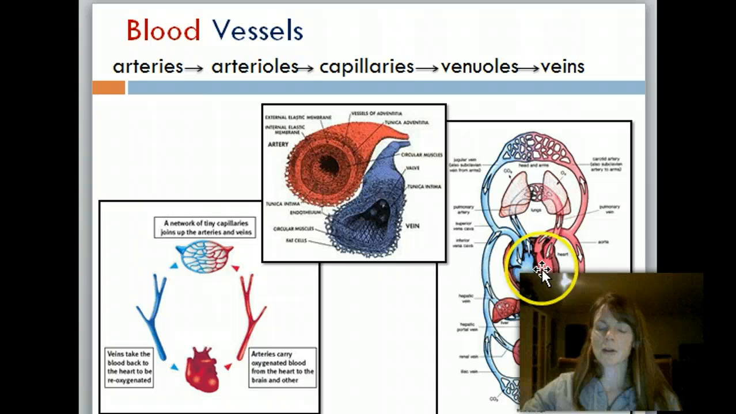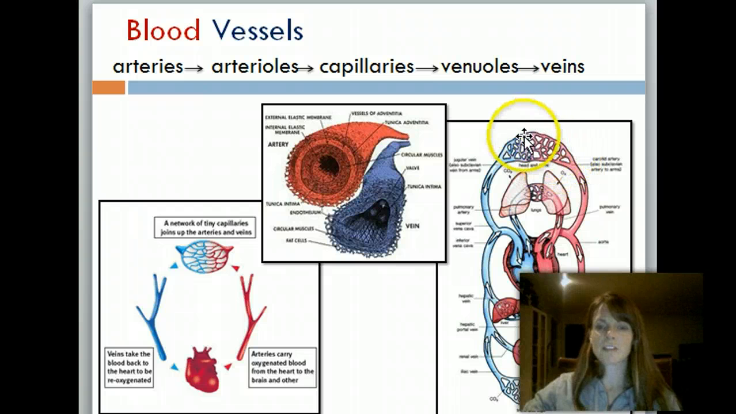So let's start over here. This is the left side of the heart. The left side is pumping oxygenated blood out of the heart, okay, through that aorta. And some of that blood's going to go to the lungs, some of that blood's going to go to the upper parts of the body, like the brain, and then down to the lower parts of the body, okay? So it's going to distribute all of this oxygen as it goes along its way.